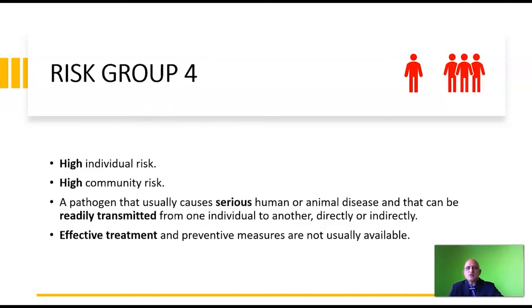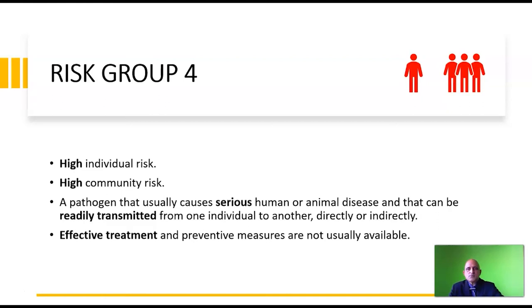Risk group 4 poses the highest individual risk and the highest community risk. A pathogen that usually causes serious human or animal disease and that can be readily transmitted from one individual to another, directly or indirectly, is categorized under risk group 4. Effective treatment and preventive measures are not usually available.